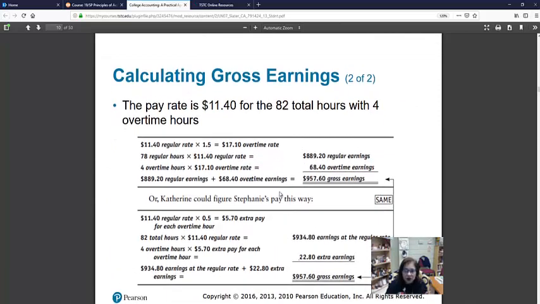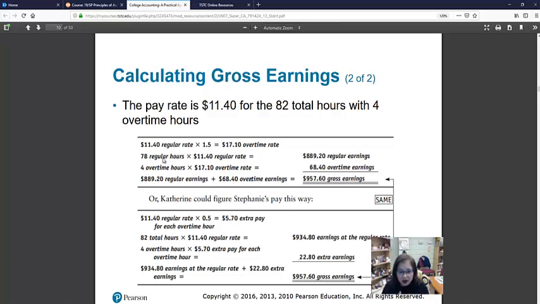Okay, so here we go. The pay rate is $11.40 for the 82 hours total with 4 hours of overtime pay. So here we go with the $11.40 at a regular rate times 1.5 is equal to $17.10 for the overtime rate. So this means that they're going to get paid for the 4 hours that they worked overtime $17.10 for each hour over the 40 hours.